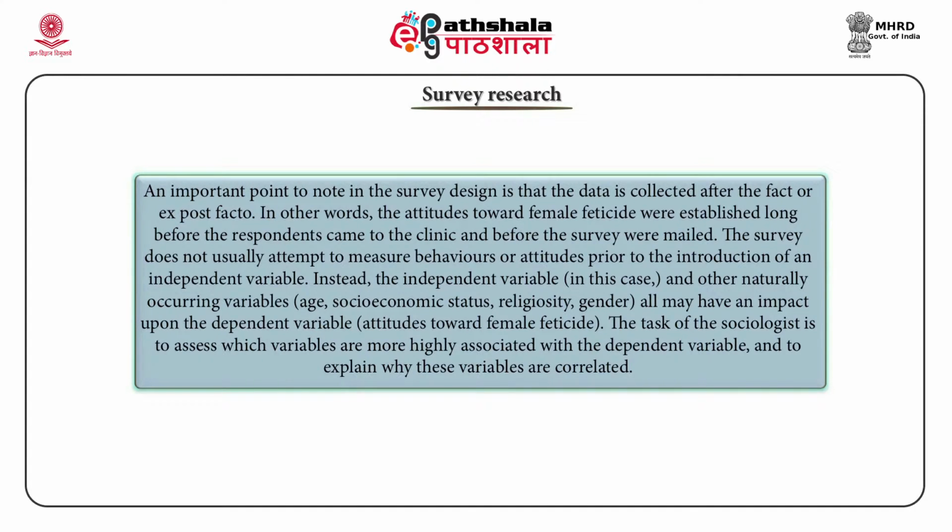The survey does not usually attempt to measure behavior or attitudes prior to the introduction of an independent variable. Instead, the independent variable, in this case female feticide, and other naturally occurring variables such as age, socioeconomic status, religiosity, gender, all may have an impact upon the dependent variable, that is, attitude towards female feticide. The task of the sociologist is to assess which variables are more highly associated with the dependent variable and to explain why these variables are correlated.